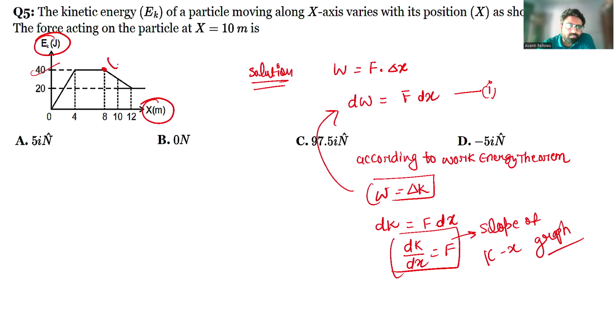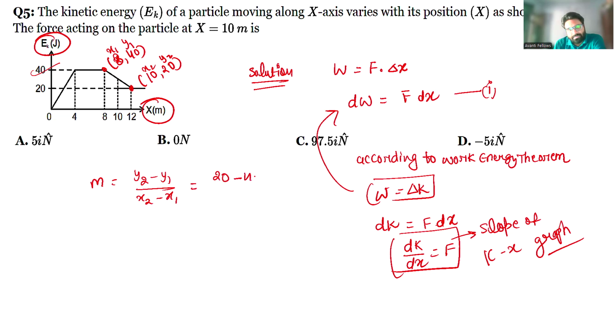This coordinate will become what? Sorry, the x coordinate, firstly, you have to write as 8, and then the y coordinate is 40. And for this point, the x coordinate is 10 and the y coordinate is 20. So we can mark them as x1, y1 and x2, y2. So what is the slope? Slope is given by y2 minus y1 by x2 minus x1. Now y2 is 20, minus y1 which is 40, divided by x2 which is 10, minus x1 which is 8.